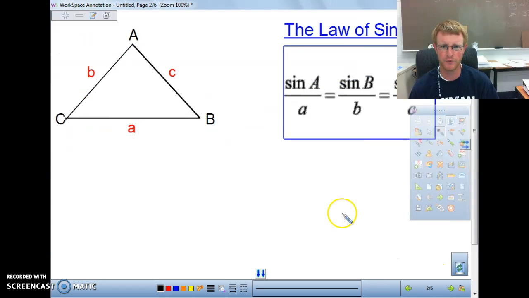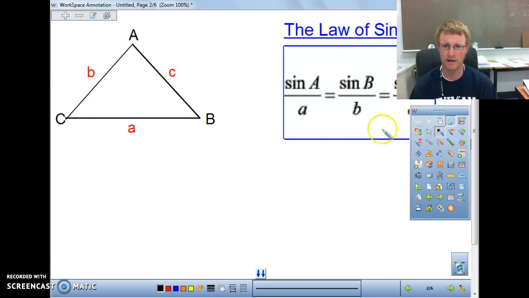So we have a few different cases, but let's first get into exactly what the law of sines is, and you can see this on your paper. We have the sine of A, that's angle A, divided by a, equals the sine of B divided by b, and then the sine of C divided by c.